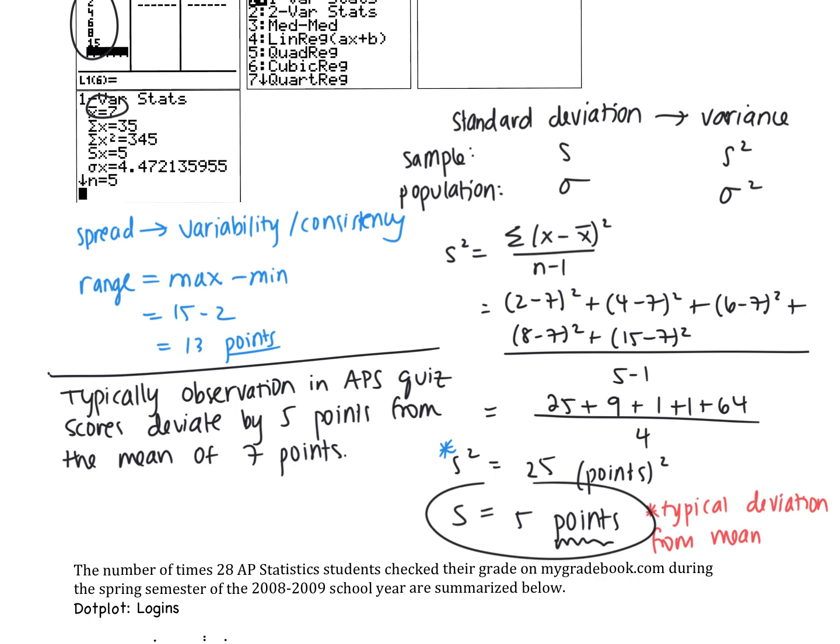Is anyone curious why we square and then eventually just end up taking the square root? Do you know why? Yes, so that you eliminate the negatives. Why do we need to eliminate those negatives? They'll cancel each other out. Yep. So if we were just to sum up all of those deviations without squaring, that sum will always be 0. That's the reason that we square and take a square root.